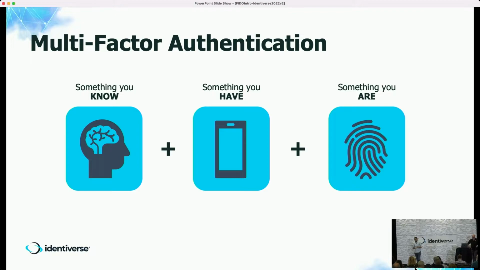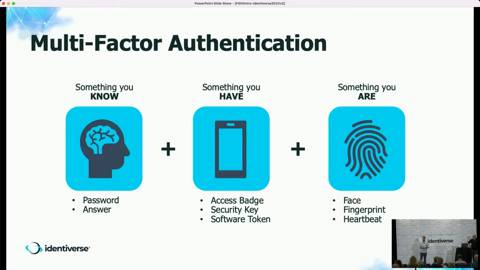You might have also heard it described as something you know, have, and are. For example, something you know, most commonly a password, but could also be the answer to a security question. What's the name of my mom's dog? It could be something you have, like an access badge, or a security key, or software token. It could be something you are, something that's intrinsic to you, such as your face, your fingerprint, heartbeat. I've seen some cool stuff with vein scanning, iris scanning. Any combination of these things provides a stronger signal than a password alone that you are who you say you are.